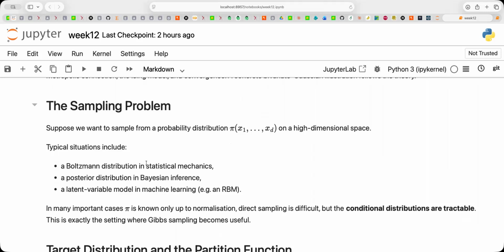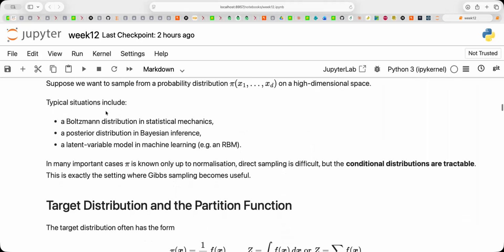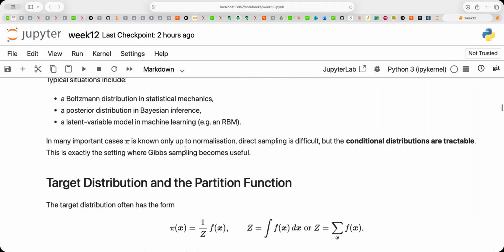So the typical situations, like the Boltzmann distribution in statistical mechanics is one of them, and also latent variable models in machine learning, like a restricted Boltzmann machine, which we're looking at now. In many important cases, this is known, and this is our case. We know it up to a normalization. We are not interested in the normalization constant here, but we know the model for the distribution. We have fixed it, but direct sampling is difficult. However, the conditional distribution is actually tractable, and this is what Gibbs sampling is about.